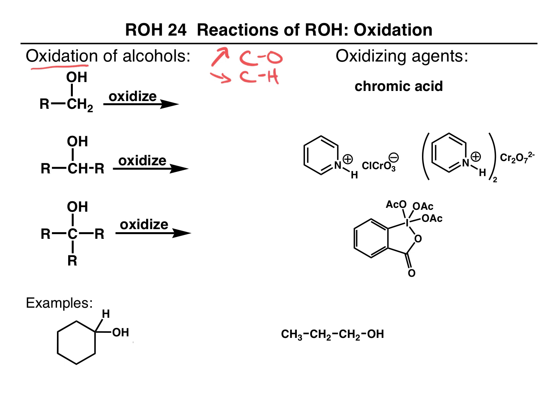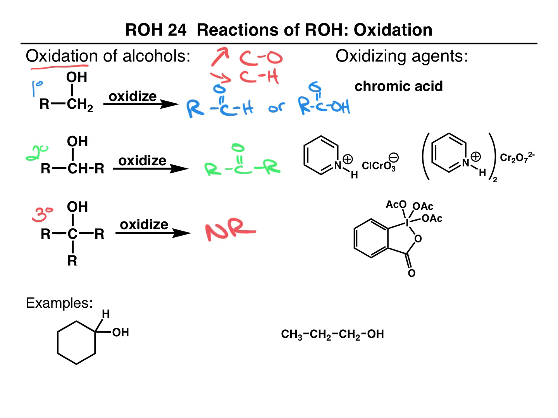Now let's consider different types of alcohols. If we have a primary alcohol, this can be oxidized to give either an aldehyde or a carboxylic acid, depending on the oxidizing reagent that is used. For a secondary alcohol, this can be oxidized to give a ketone, and a tertiary alcohol will undergo no reaction. So tertiary alcohols cannot be oxidized, but methyl, primary, or secondary alcohols can be oxidized.